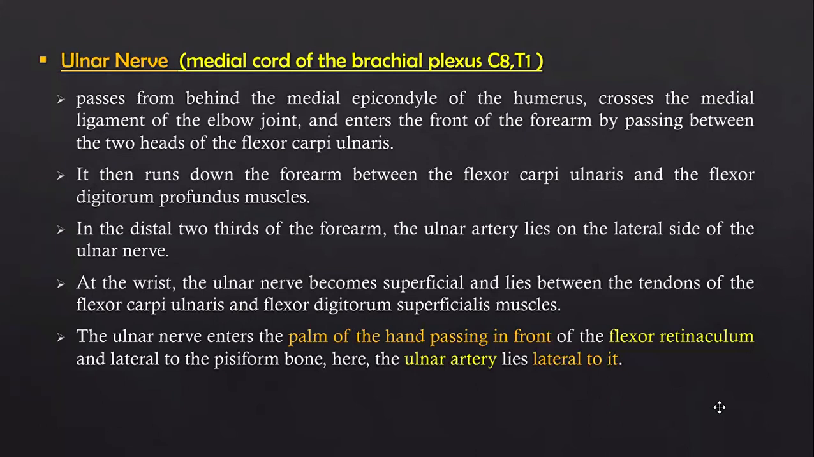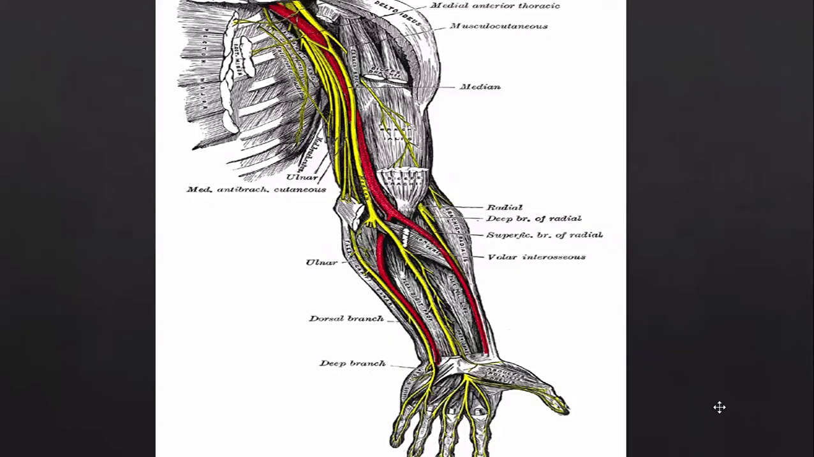So in the distal two-thirds of the forearm, the ulnar artery lies on the lateral side of the ulnar nerve. At the wrist, the ulnar nerve becomes superficial and lies between the tendons of the flexor carpi ulnaris and the flexor digitorum superficialis muscles. The ulnar nerve enters the palm of the hand passing in front of the flexor retinaculum and lateral to the pisiform bone, and here the ulnar artery lies lateral to it. And this is the ulnar nerve. So it passes in front of the flexor retinaculum and lateral to it is the ulnar artery.